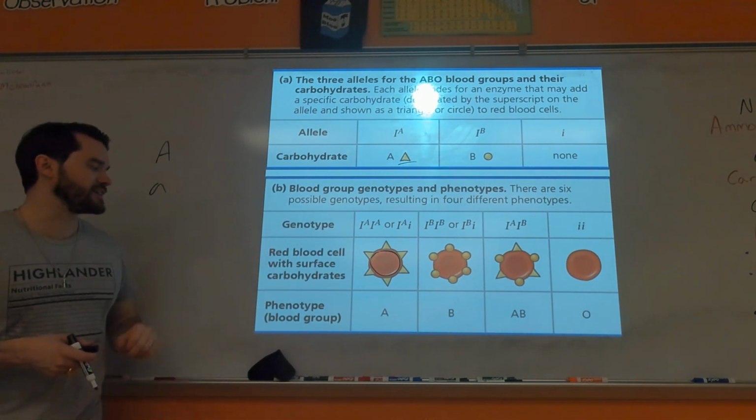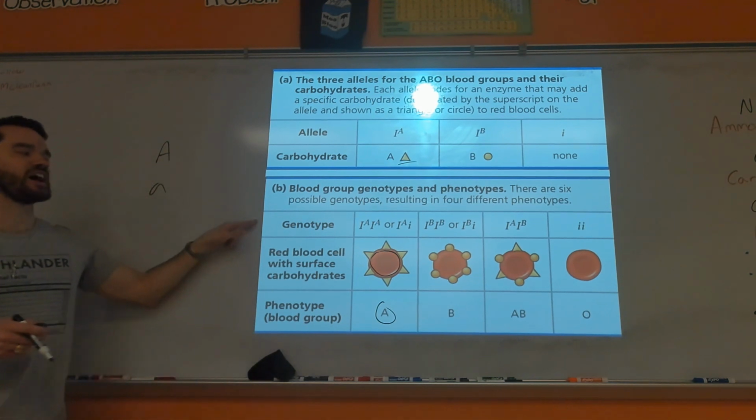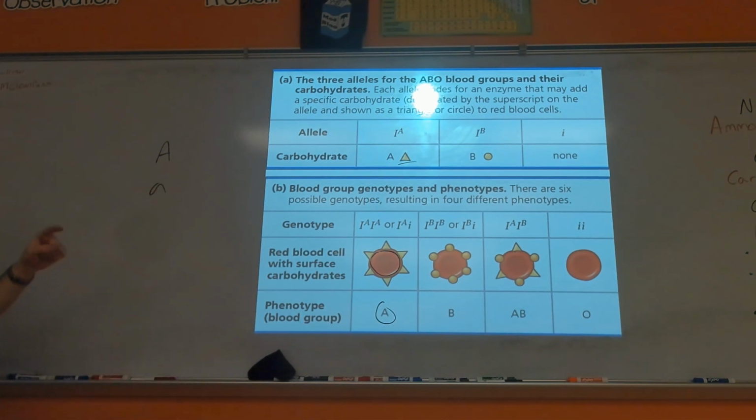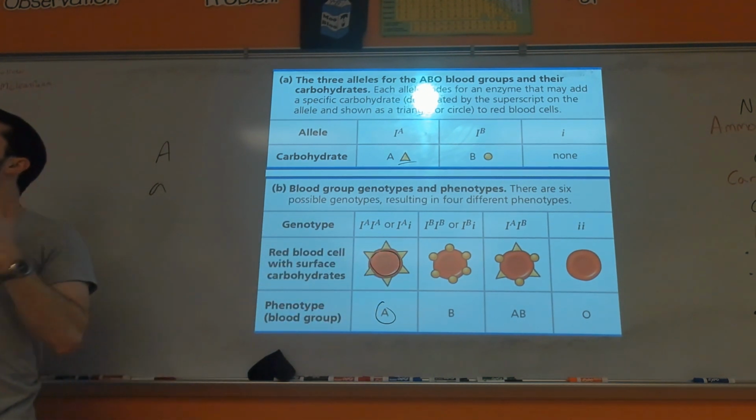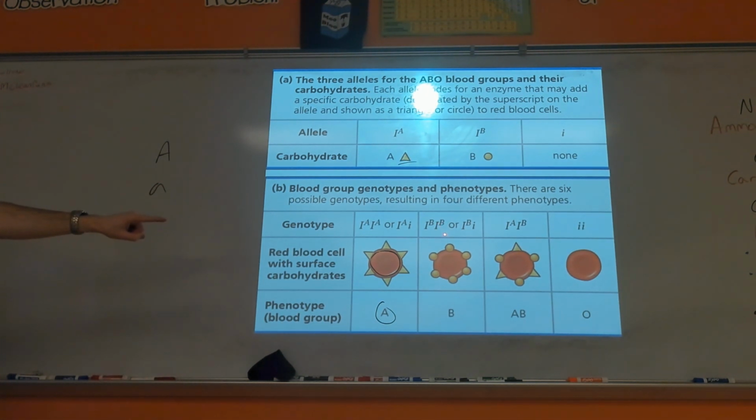If you have type A blood, there are actually 2 genotypes that give you the type A blood phenotype. You can either get 2 copies of the A allele, that A carbohydrate, so you would look like this, or you could get 1 copy of the A allele, so you get that A carbohydrate, and 1 copy of the i allele, the lowercase i, that gives you no carbohydrate. Either way, you're still showing blood type A because you only have 1 carbohydrate on the surface of your red blood cell. The same thing would be true for type B. It could be 2 copies of B or 1 copy and 1 lowercase i.